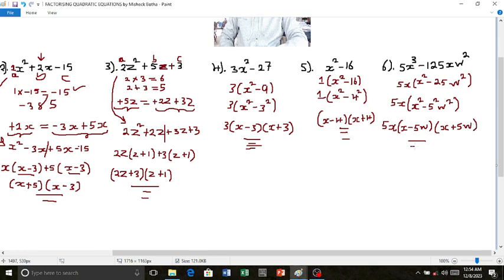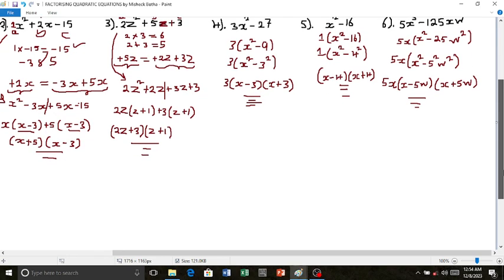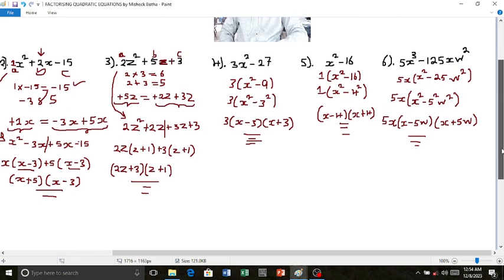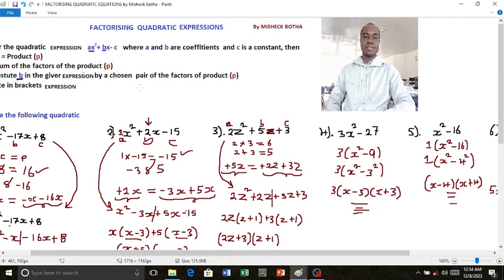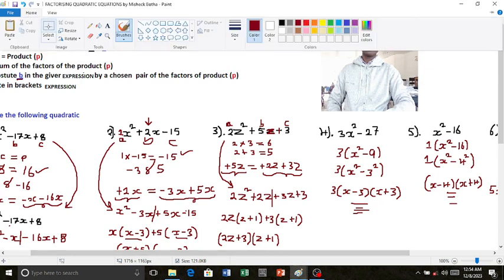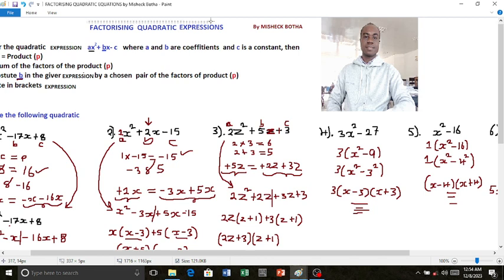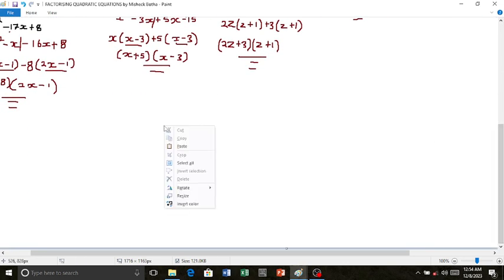So 5x, x minus 5w and x plus 5w are the factors of the quadratic expression we have there on top. Okay, now I can also summarize by bringing in factorizing quadratic equation, because we're done factorizing quadratic expressions. Now let me give you the link to solving quadratic equations.